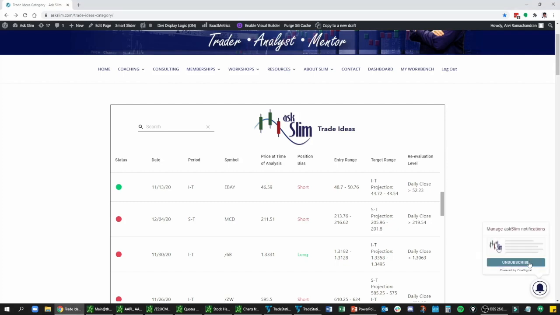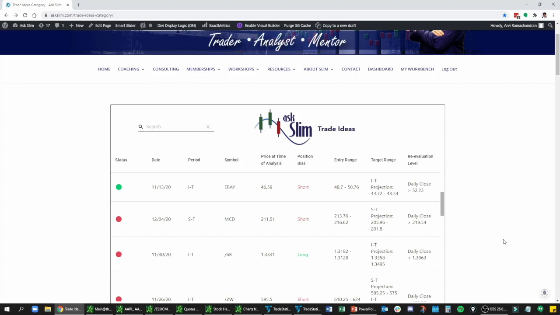So I'm going to first unsubscribe, and this is what it will look like for you. The bell will be very bold and blue like this. So you'll want to click on that and click subscribe, and then it'll go ahead and say that you have subscribed to our notification service. So anytime we make any changes, you will be notified through your browser.